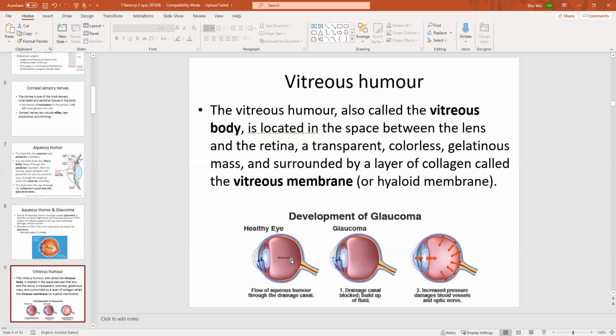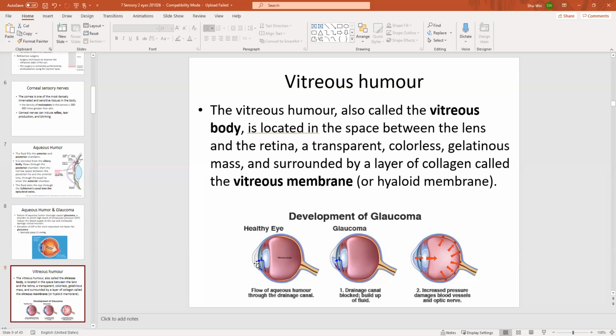The vitreous body is not entirely fluid. It's more like a gelatin-type material. It's also transparent, so light can go through. This material is wrapped, like putting it in a plastic bag, and put there, right? So this vitreous body, this material, is wrapped in a vitreous membrane. This is the vitreous membrane right here.